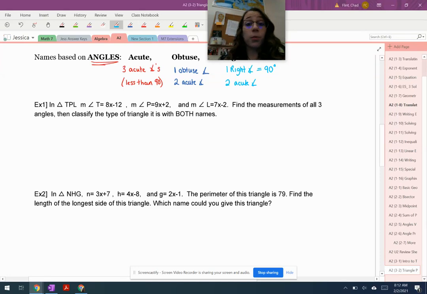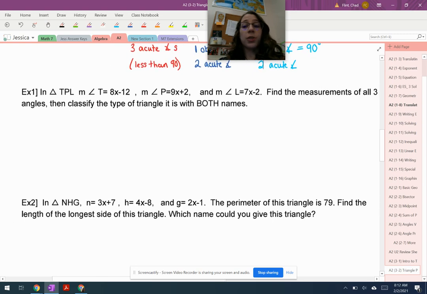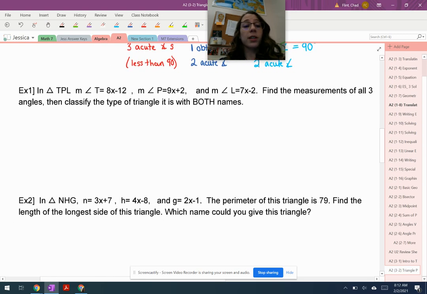All right, so this is example 1 in the A2 lesson 3-2. And again, remember, we're using these notations here. In triangle TPL, the measure of angle T is equal to that, the measure of angle P is equal to that, the measure of angle L is equal to that expression. Find the measurement of all three angles, then classify the type of triangle it is with both names.